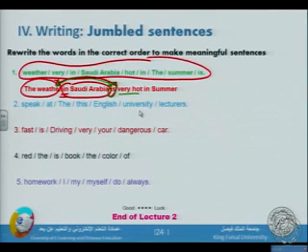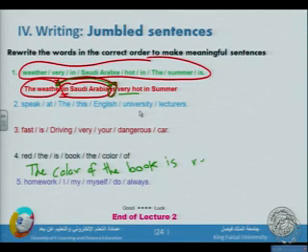complement of the sentence. For example, if I ask you to do number 4, let me do it by yourself. Okay, the color of the book is red. So the color of the book is red. Notice that after this a noun must come. Then comes the verb and its completion.